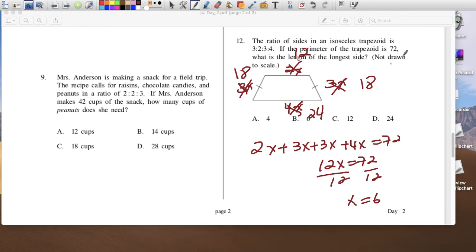If you add all these, you should have 72, which indeed I do, because 12 plus 24 is 36, and 18 plus 18 is 36, and 36 plus 36 is 72. So the final answer is 24.